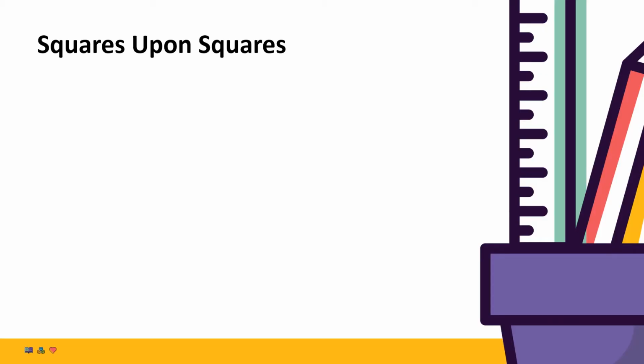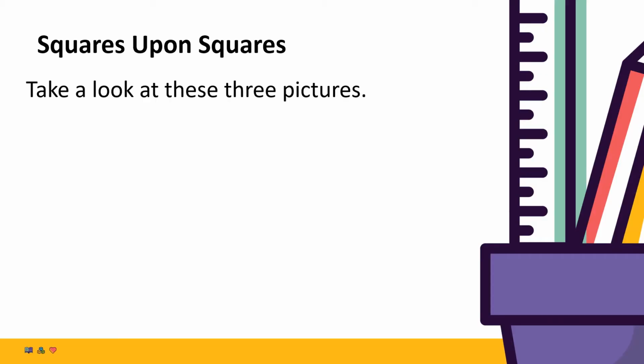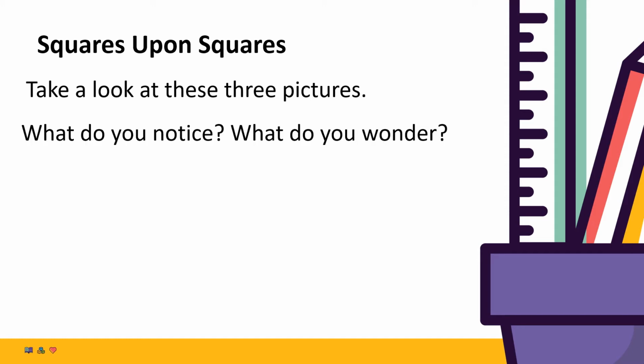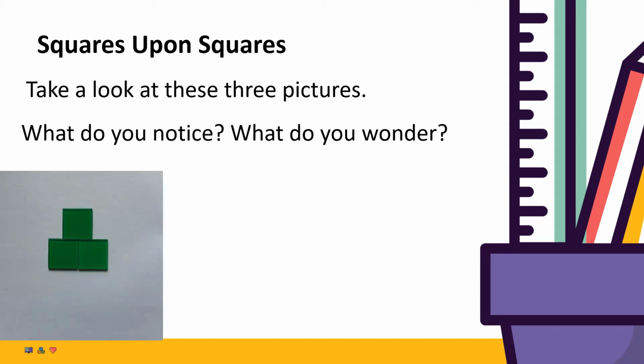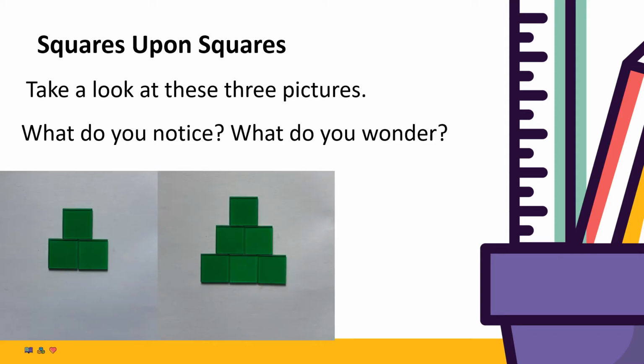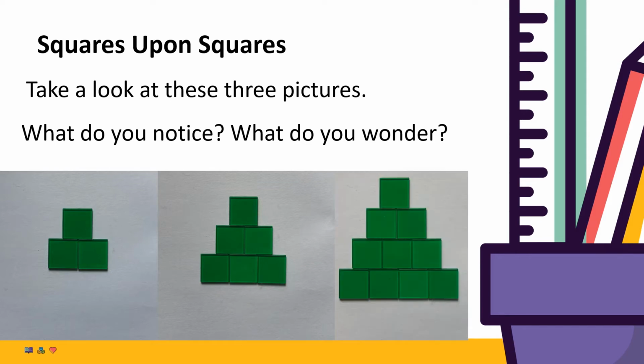So this task is called Squares Upon Squares, and I'm going to show you three images in a wee second, and I want you to have a think about what you notice. What do you wonder? Image 1, image 2, and image 3. So what do you notice and what do you wonder?